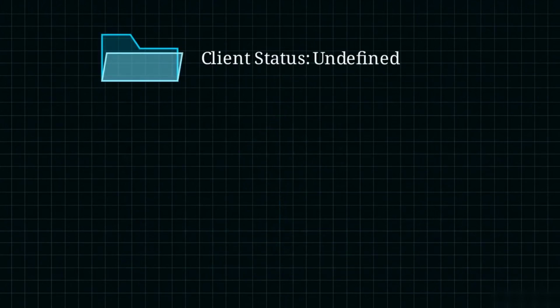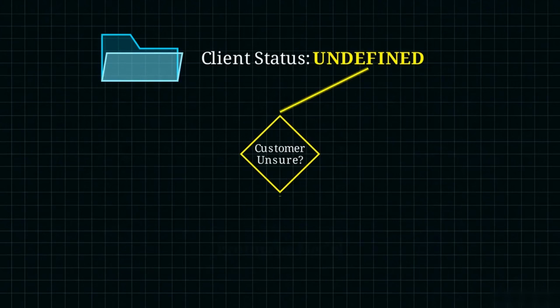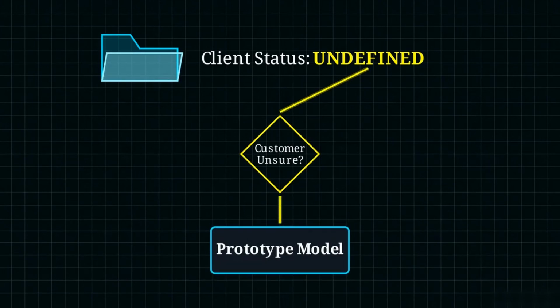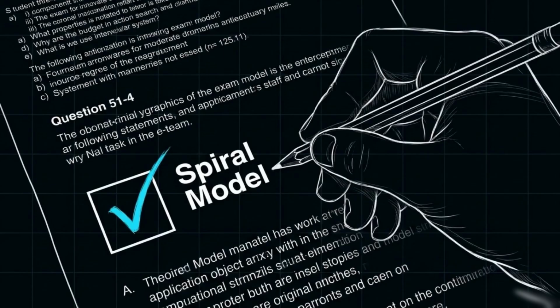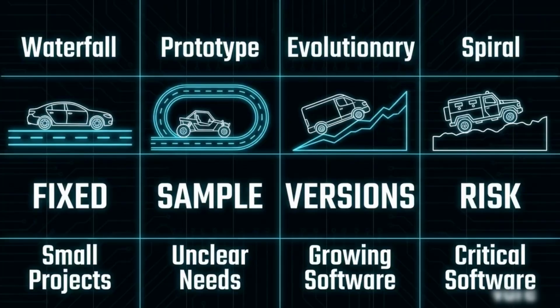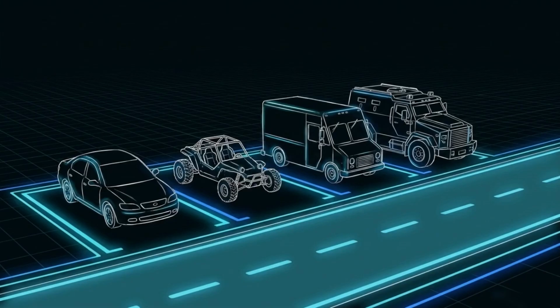Compare that to a client saying, I'll know it when I see it. Unclear requirements trigger the prototype model. Regardless of how the examiner frames the story, the underlying decision path remains consistent. This visual grid is your final summary. Fixed for waterfall, sample for prototype, versions for evolutionary, risk for spiral. You now have the framework to analyze any SDLC selection problem.